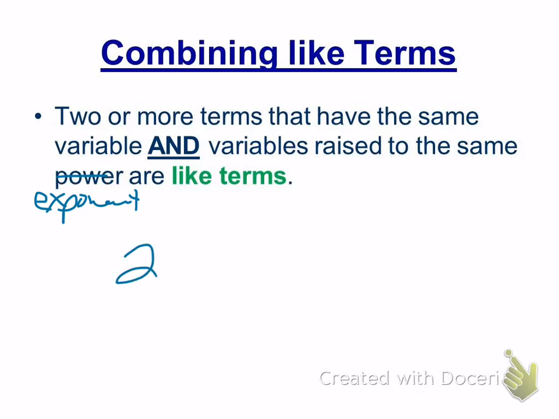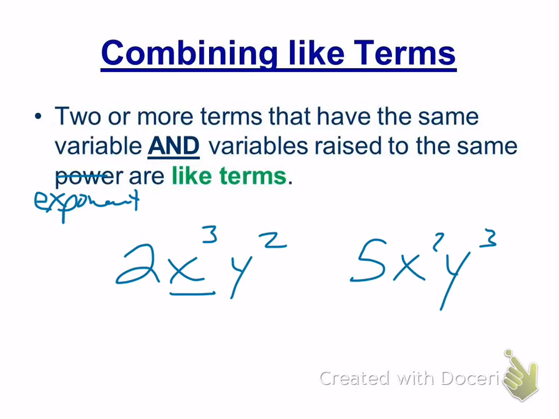All right, so let me show you why it's important that we have this definition the way it is. So we could have this. Now, these two terms have the same variables, right? But the variables aren't raised to the same exponent. So the corresponding variables have to have the same exponents. If I have an x cubed in one, I have to have an x cubed in the other, a y squared and a y squared. The same variables have to have the same exponents.